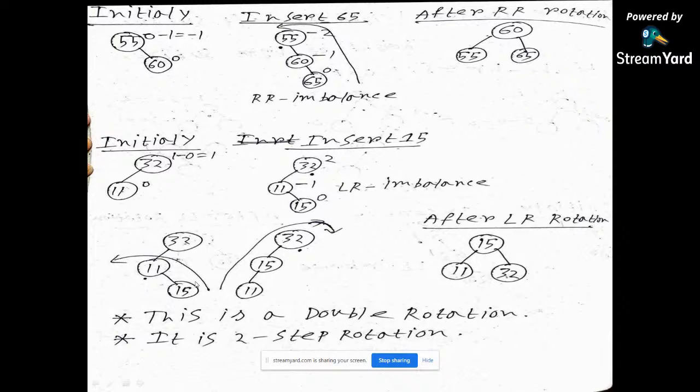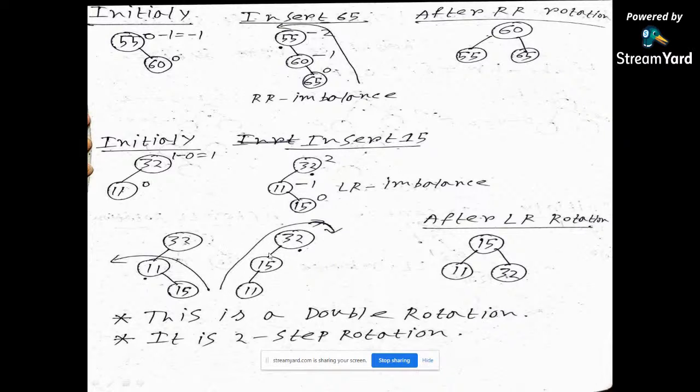Two-step rotations we perform. First step, first of all in LR rotation, put a nail on the 11 here, and assume this is a thread. Rotate the 11 to this side. That means 11 comes here, 15 goes up. This becomes this tree. That means 15 is up, 11 is on the left part of 15, that means left child of 15. First rotation is over. Again, second step.